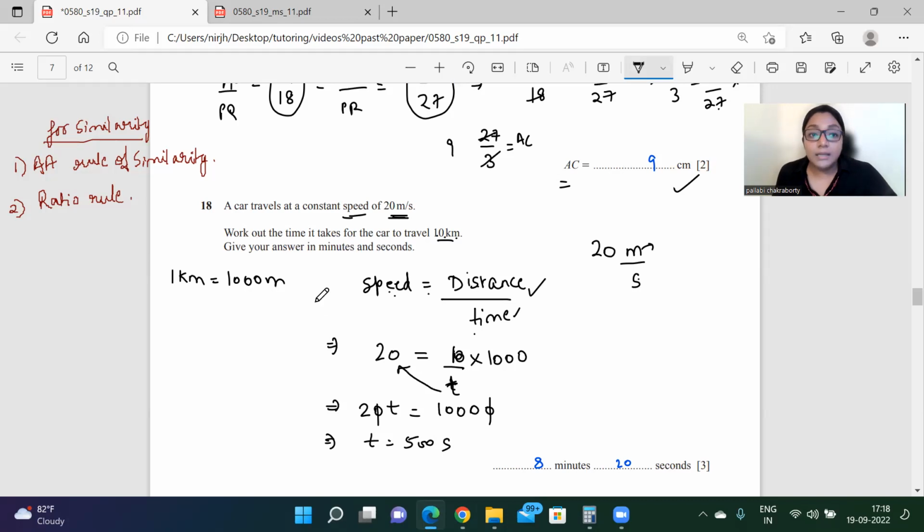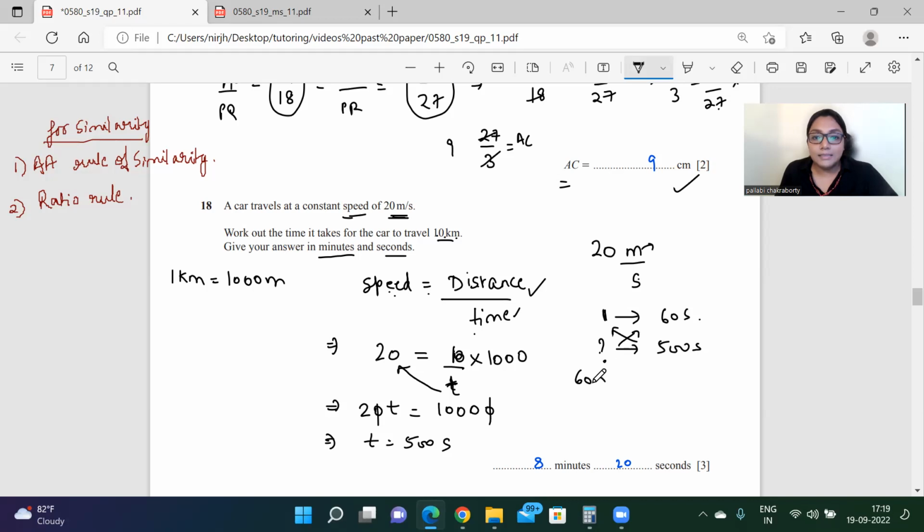But we cannot write the answer like this, because it says to answer in minutes and seconds. So we know that 1 minute is 60 seconds, right? So we will do it like this. 1 minute is 60 seconds. So how many minutes will be 500 seconds? How do you calculate this? Again, cross multiply and equate.